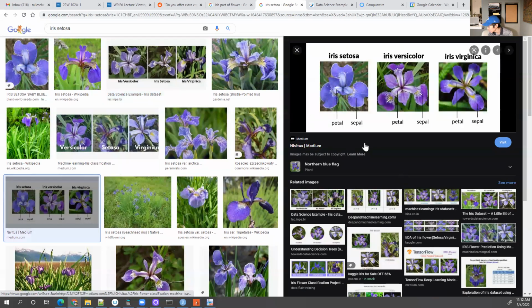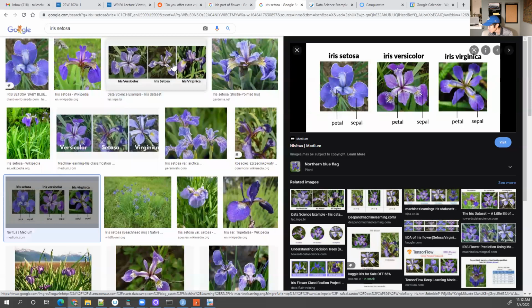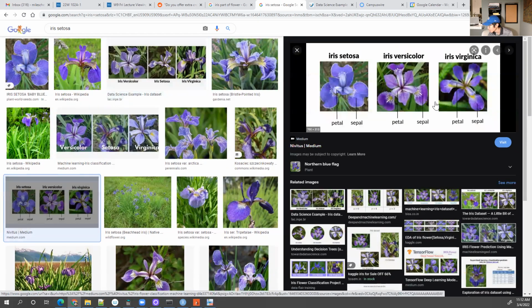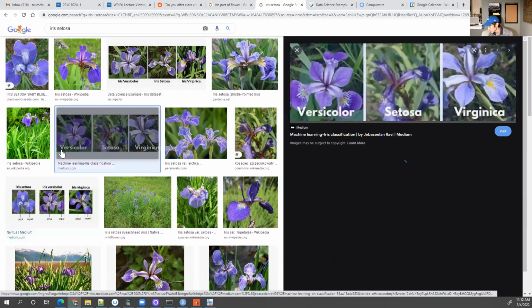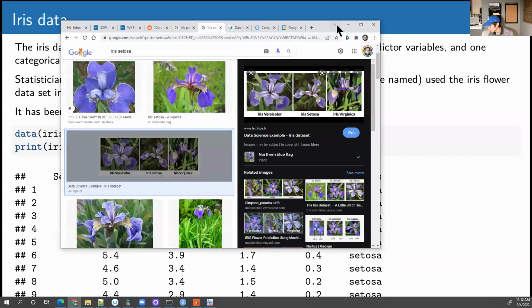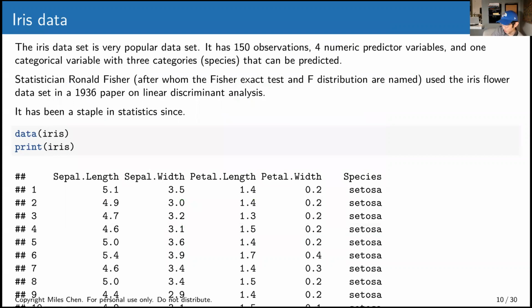But I don't know, these are kind of conflicting, right? They're labeling this one setosa versus versicolor, virginica. I don't know if people know anything about irises. We're all just statisticians making stuff up here. But anyway, we've got some information there.